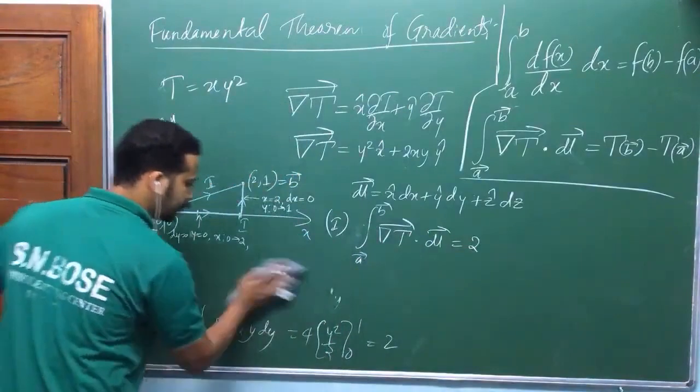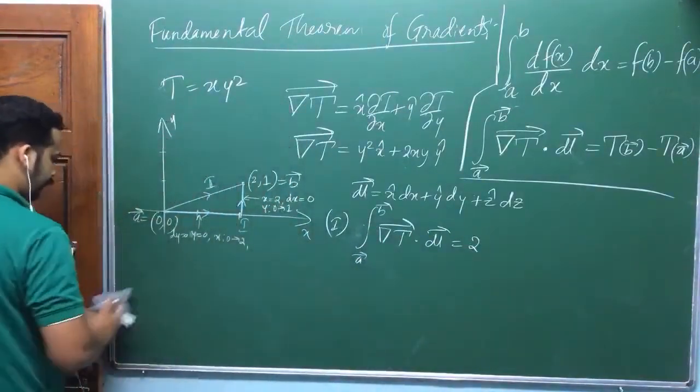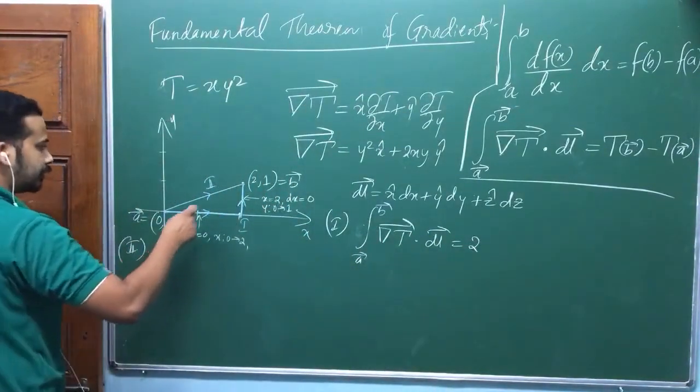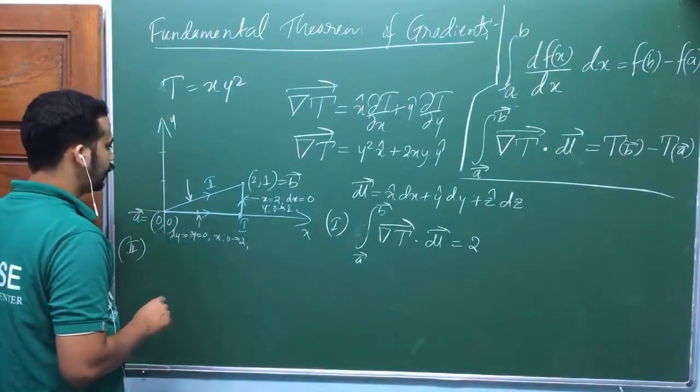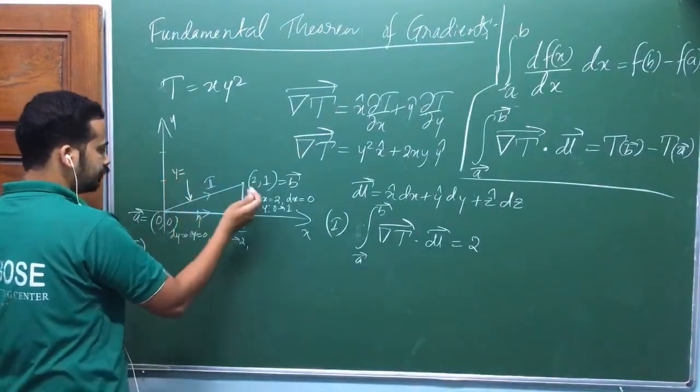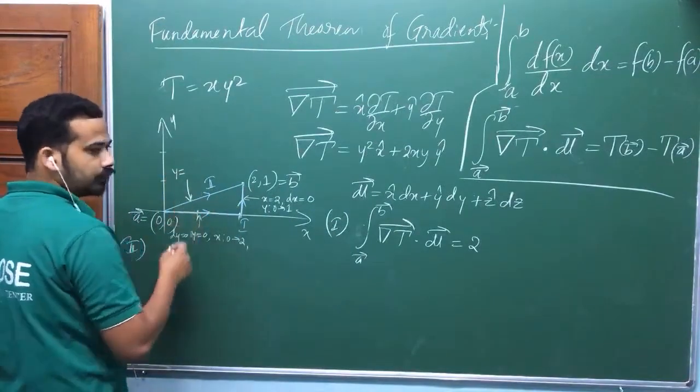Let me go for the second path quickly. Second path. Write the equation of this straight line. What is the equation? Y equal to 2 or 1 by 2?